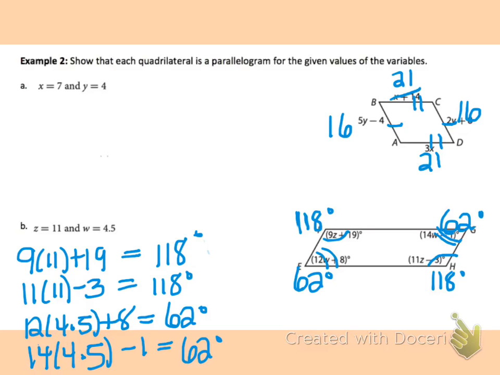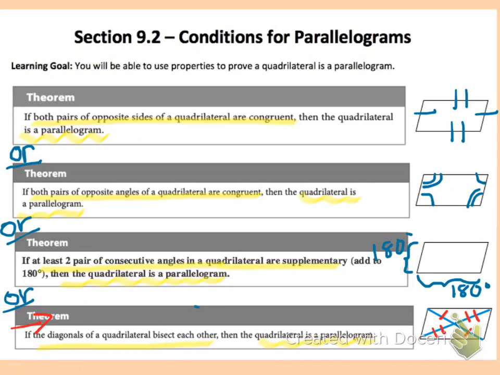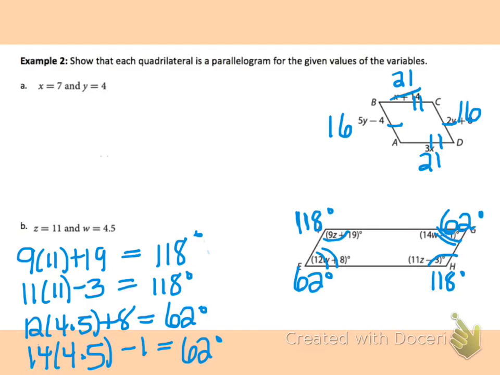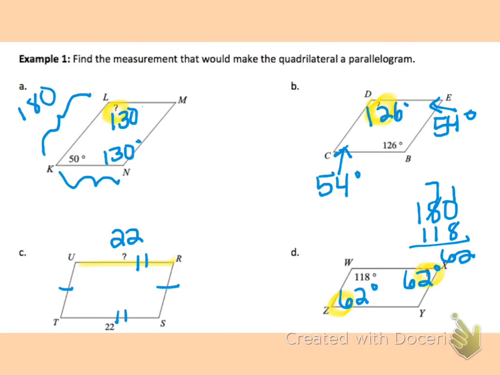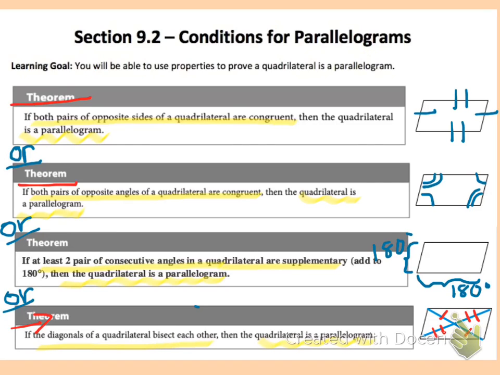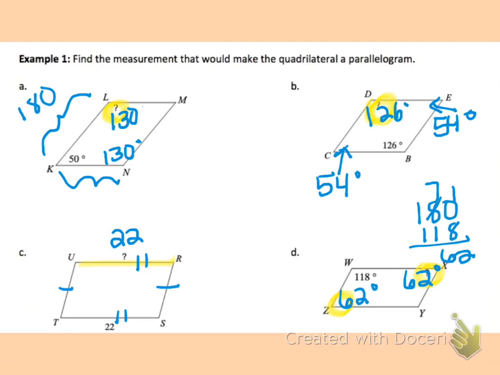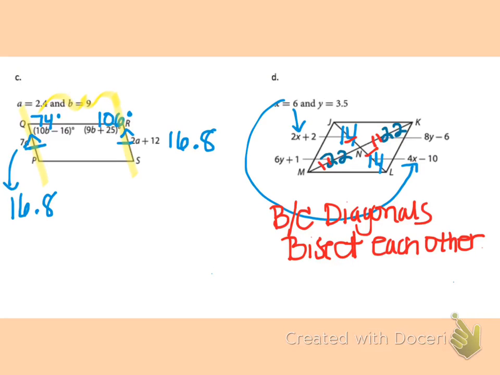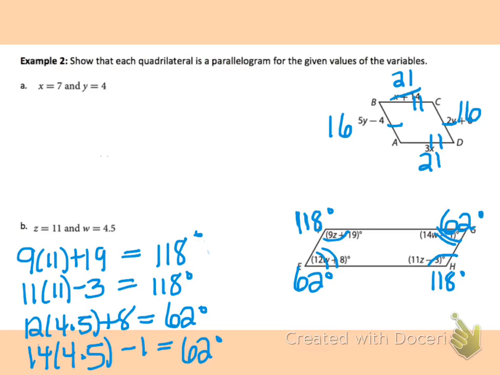In A, we were able to show both pairs of opposite sides equal. So again, there's this one right here: opposite sides congruent. In B, we were able to show that both opposite pairs of angles were congruent. So that was this part of the theorem. In C, we had to string some of those properties together, so that wasn't a direct connection to one of those parts of the theorem, but just putting a couple things together.